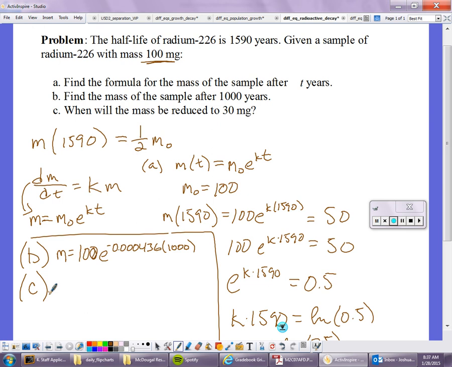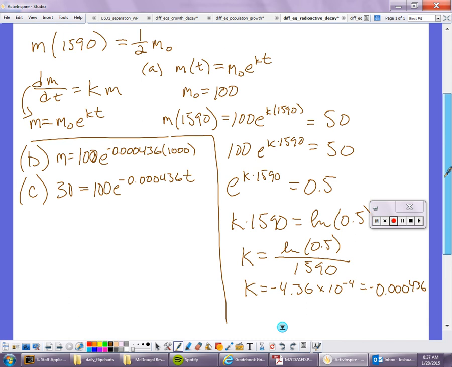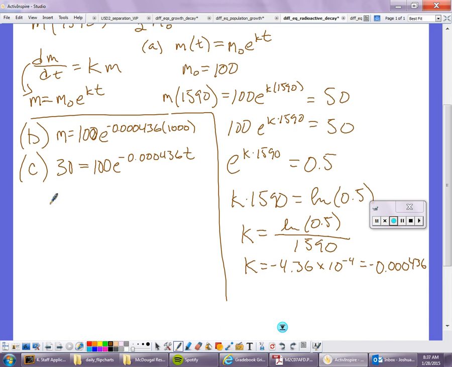And when will the mass be reduced to 30 milligrams? Okay, so again, we're setting up the same problem. We want to know when the mass is 30, and we'll use this same model, negative 0.000436 t. And we'll solve for t. To cut to the chase a little bit, what are we going to get? We're going to get t equals ln of 30 over 100 over negative 0.000436, whatever that turns out to be.